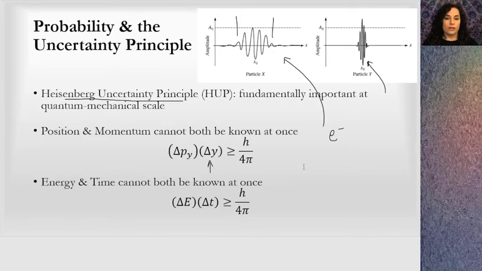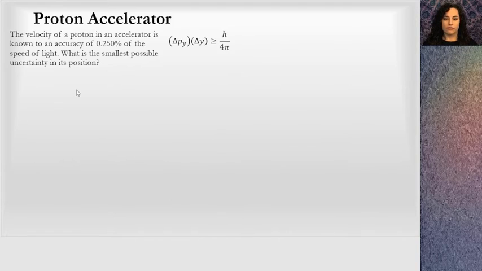So these are pretty easy to apply in problems. Most problems are not very difficult in here, just looking at values. I picked a proton accelerator. The velocity of a proton in an accelerator is known to an accuracy of 0.25% of the speed of light. What is the smallest possible uncertainty in its position? So we have an uncertainty in the velocity, and we want the uncertainty in the position. So when I look at the equation, this is the uncertainty in the position here, the delta y.